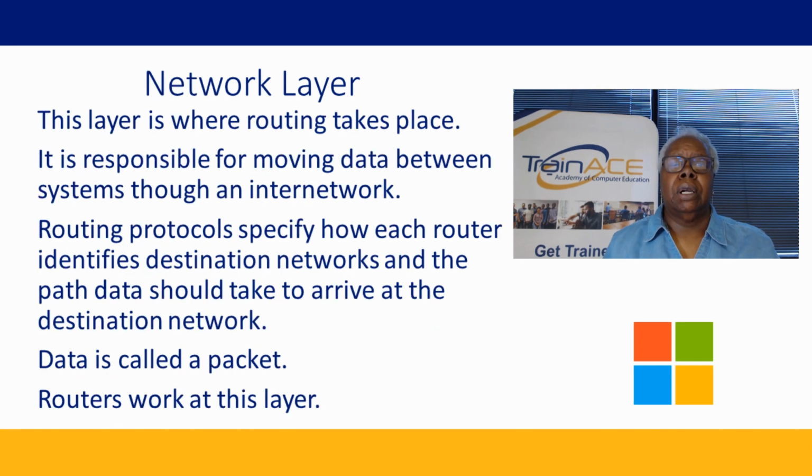The next layer we're going to be talking about is the network layer. This is where routing takes place. Now, it's responsible for moving your data between systems through an internetwork. Now, routing protocols or rules specify how your data is going to be sent through your network. The whole purpose of your router is to find the best path or the quickest path depending on what protocol you're using. Okay. The data at this layer is called a packet, and this is where your routers work at this layer.